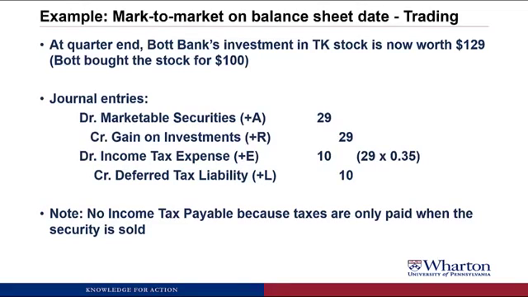Income tax payable is only going to happen when we actually sell the security, then we owe the government taxes. So the way to view this deferred tax liability of 10 is we're sitting on this gain on investment. If we eventually sell the stock with that gain, we're going to have to pay taxes on it. So this deferred tax liability is estimating those future taxes we'll have to pay.